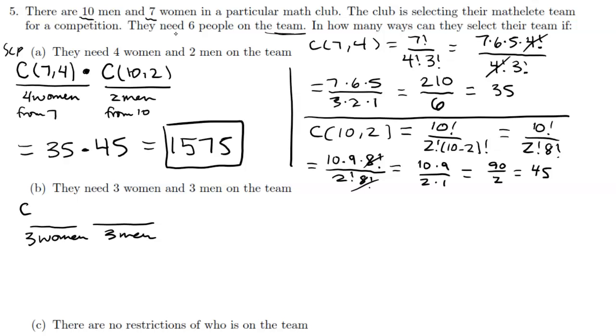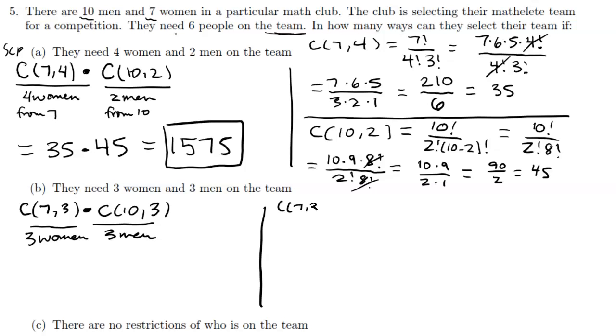So for the women, I'm still picking from 7 people, and I need 3 this time instead of 4. And then for the men, I still am picking from 10 people. And then we're picking 3 as well. And then sequential counting is going to say to multiply those together. So again, let's do those combinations.